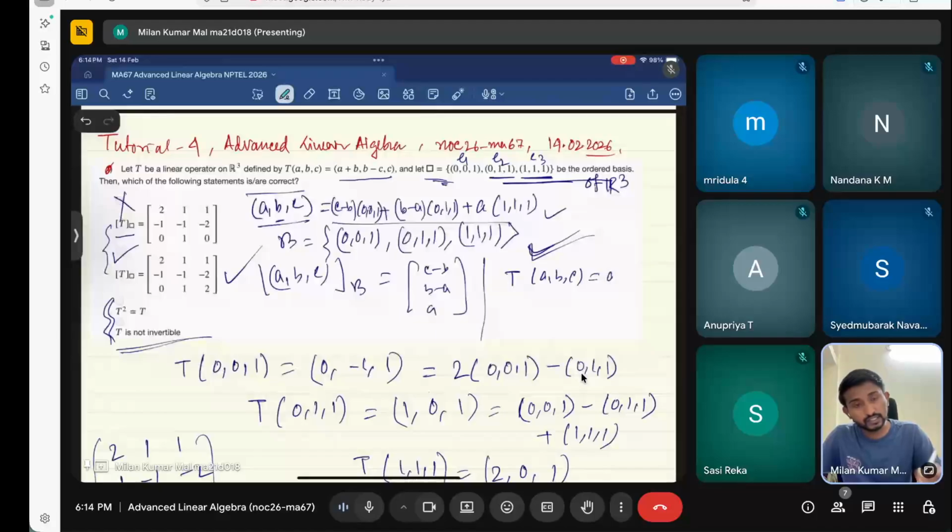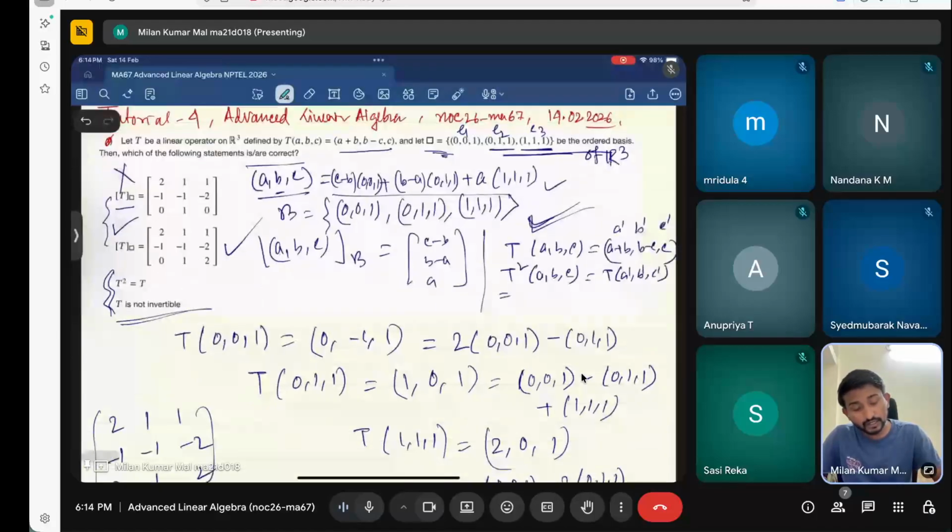So this is what it is, T square. But this is obviously not exactly equal to T of ABC. You can choose ABC such that these are not equal. So that's why the third option is also not correct. So now what remains is the final option: whether this is correct or not, whether T is invertible or not.